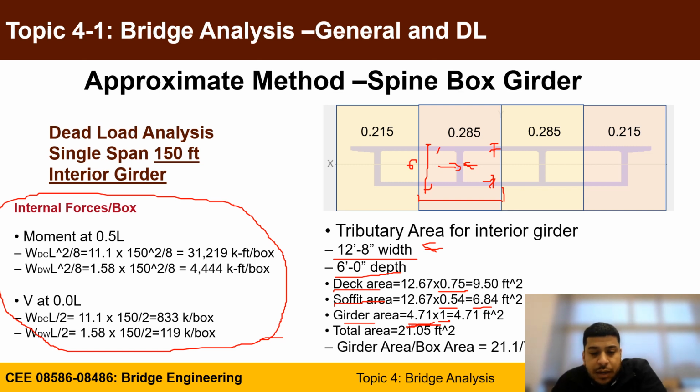The total area now, of the deck, soffit, and web, is 21.8, and you know the area of the entire box was around 74. You can now divide the two numbers and you get the factor for the interior girder and exterior girder. Interior will be 0.285, and exterior 0.215. They all should add to 1.